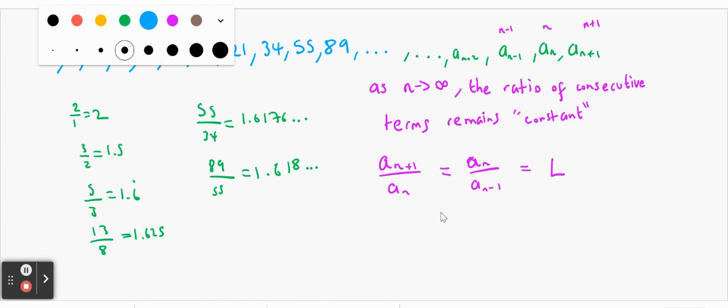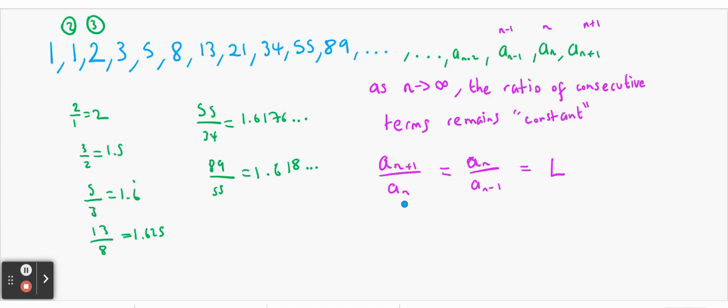Then we have, note that the Fibonacci sequence is also formed by taking the sum of the previous two terms. So this an plus 1 term over here is the sum of this term and this term.